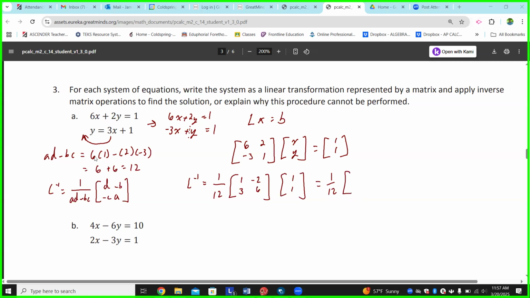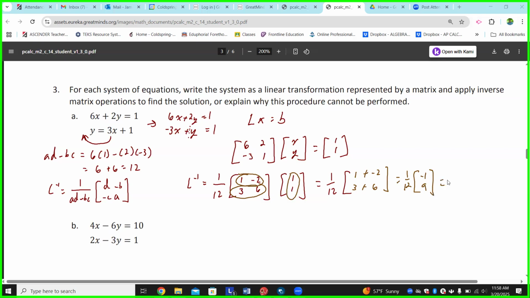And now I'm ready to do my work. How do I multiply? Row by column. So 1 times 1 is 1 plus negative 2 times 1? Row by column again. 3 times 1 plus 6 times 1. And again, if you did that work already, I'm okay with that. I just want to show you the complete process. 1 plus negative 2 is negative 1, and then 3 plus 6 is 9.